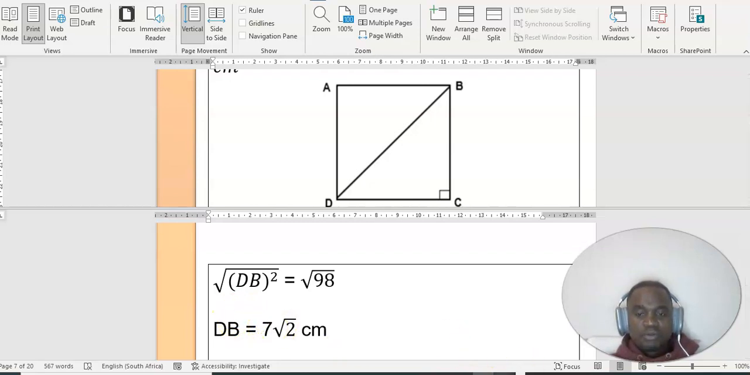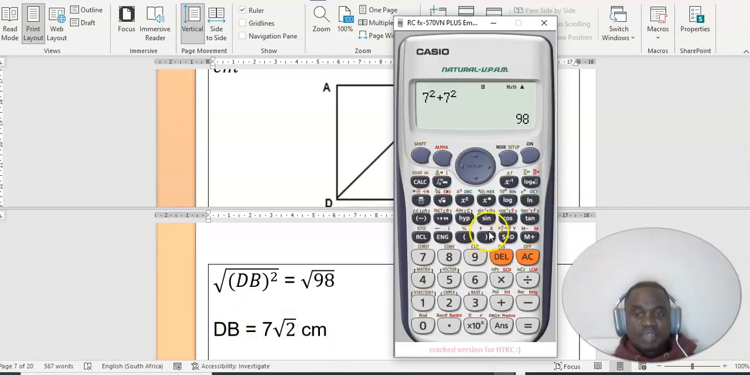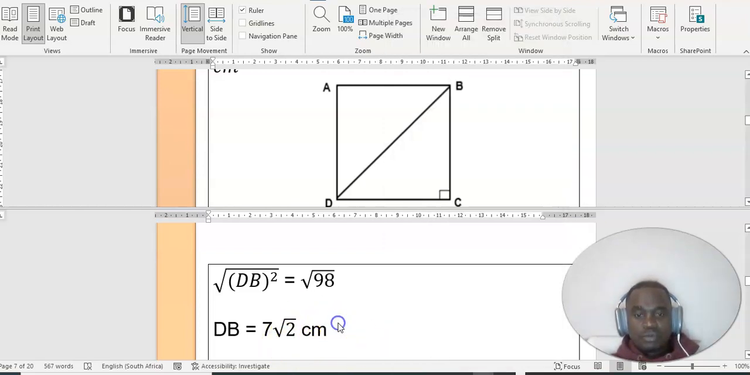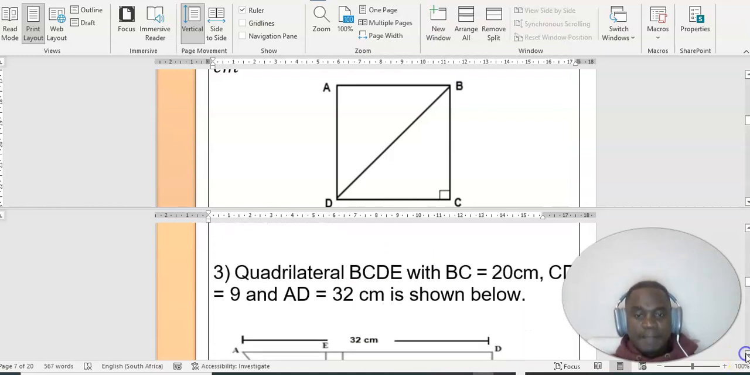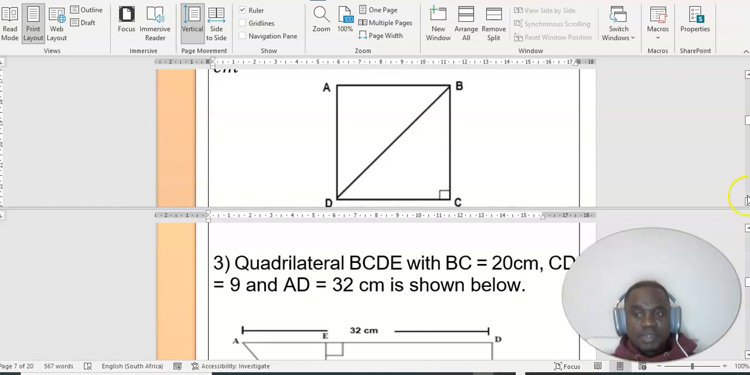Then the square root of 98, we can simplify it and write it in the form of a surd. So it's going to give us 7 square root of 2, bring the centimeters. Are we together? Okay.